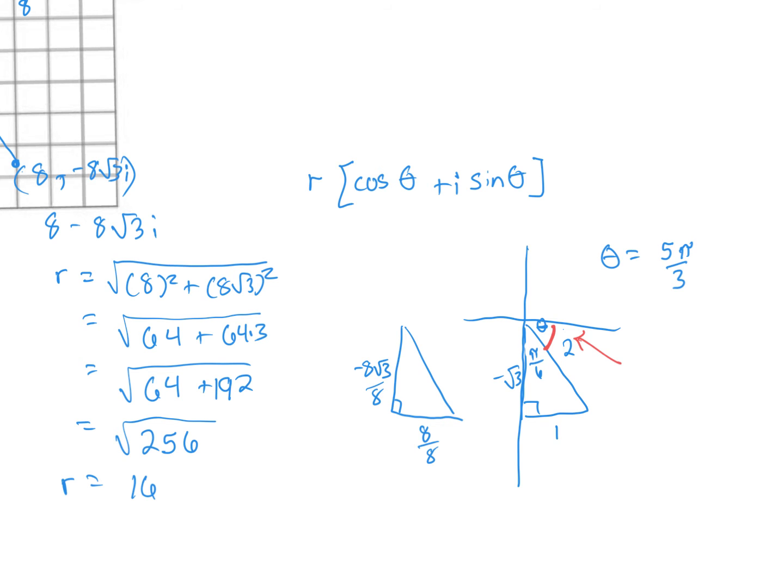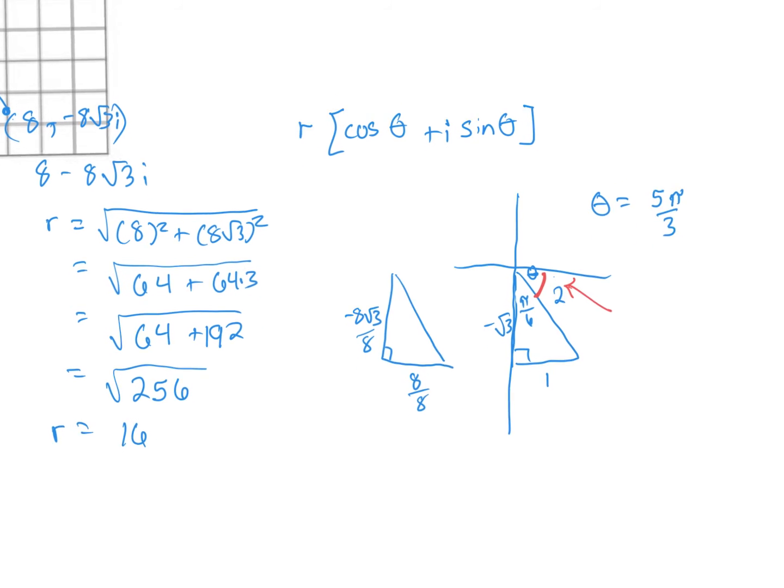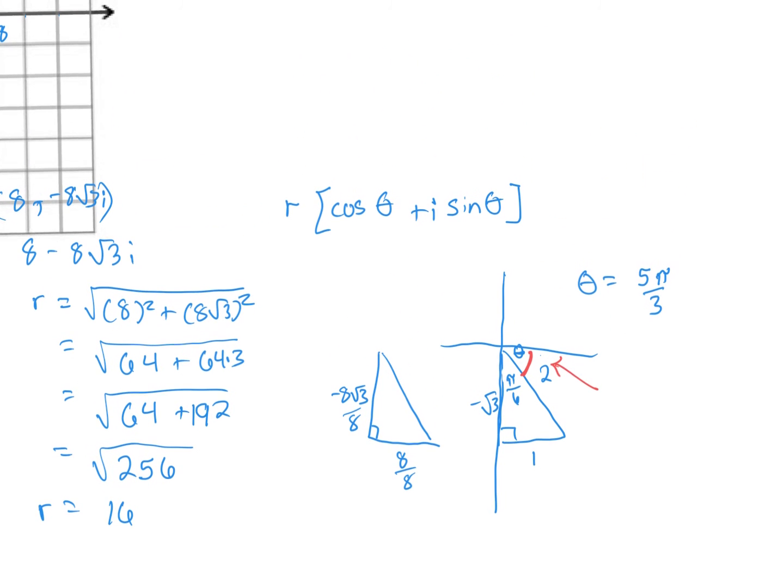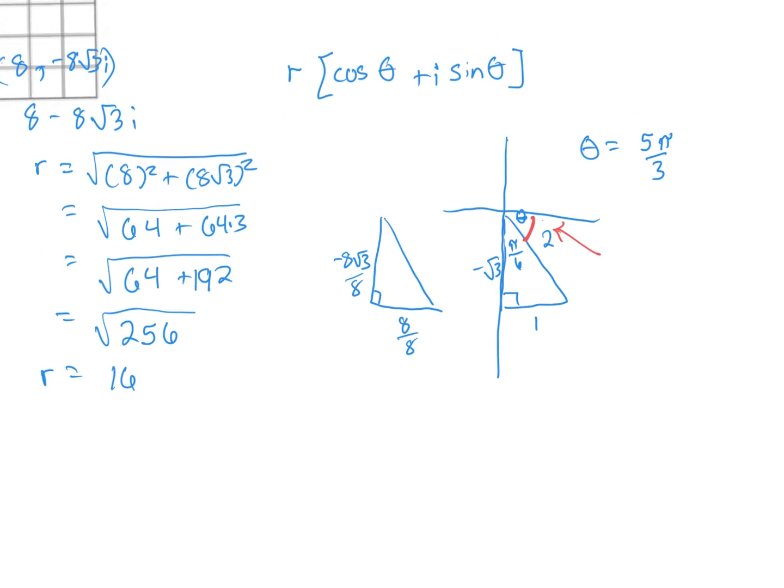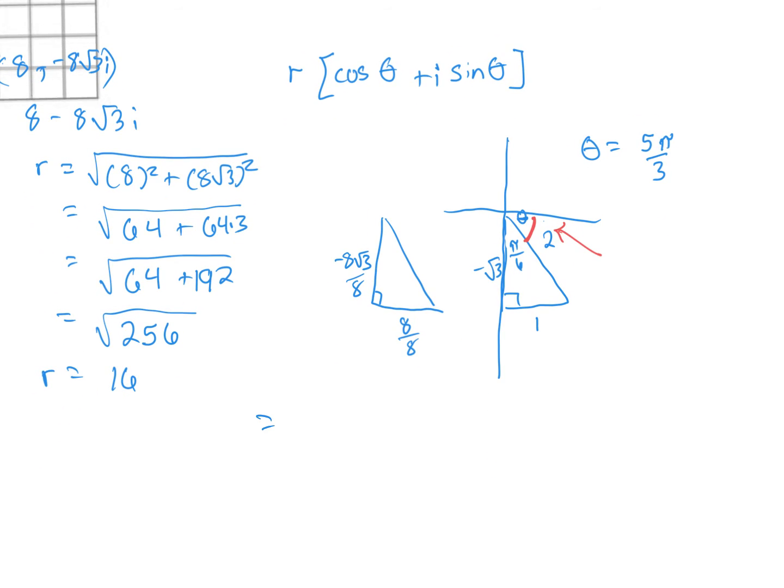So I have all the components to put into my equation. So I have my r, which is 16. So this is 16 times cosine of 5 pi over 3 plus i sine of 5 pi over 3.